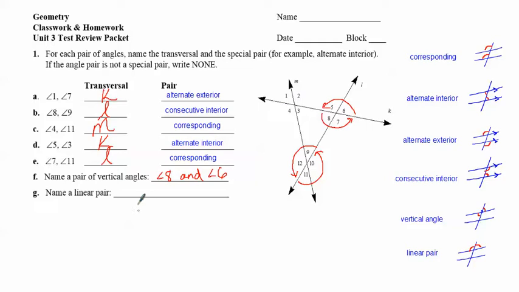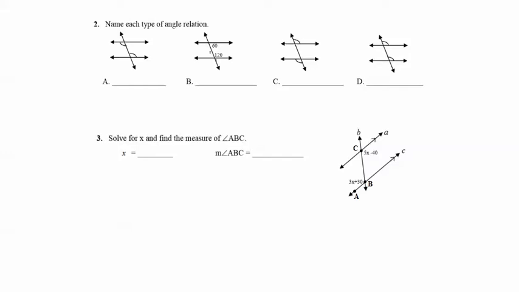So let's pick from this intersection: angle 1 and angle 4 can be chosen. Or even if you wanted to, you could have chosen angle 1 and angle 2. They're all linear pairs. Moving on to the next problem.